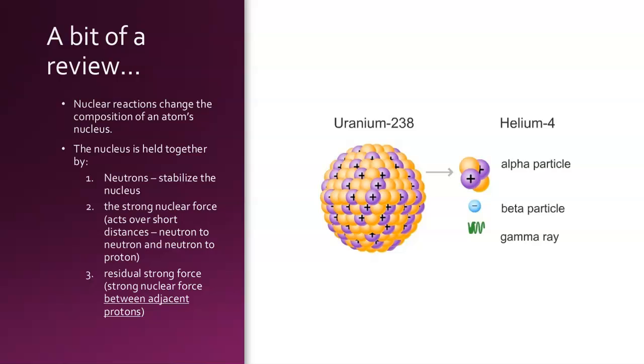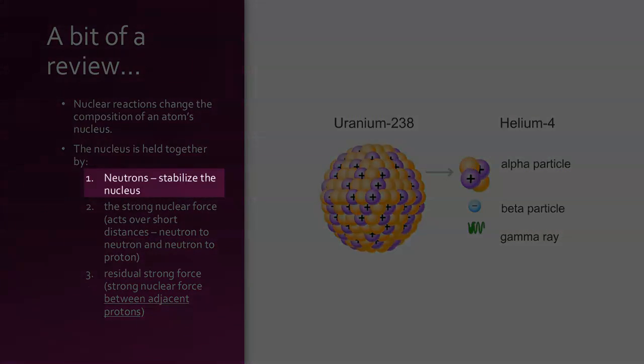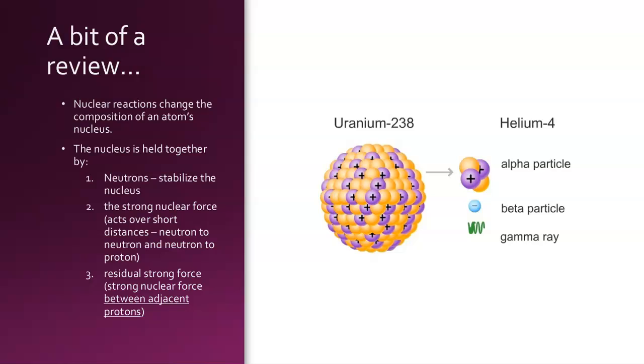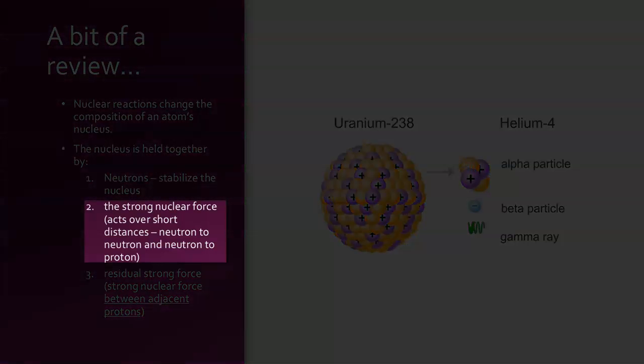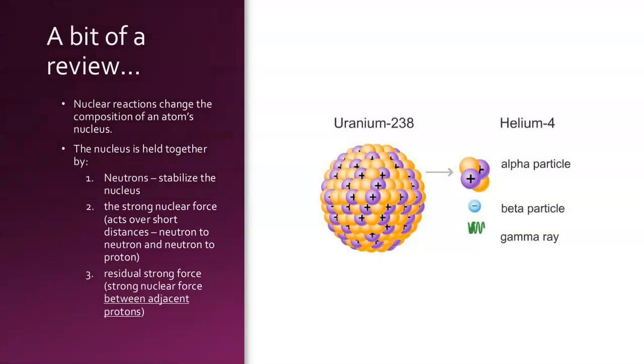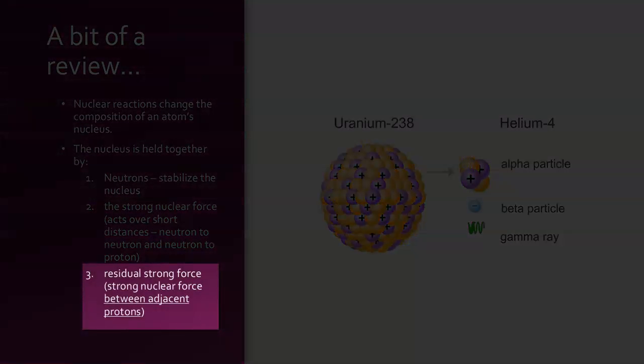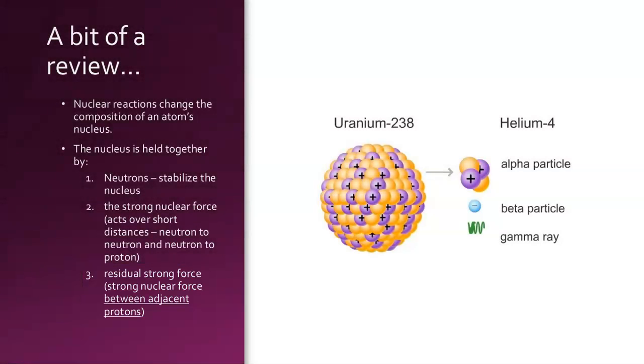So the nucleus is held together by three things: neutrons, which stabilize the nucleus; something called the strong nuclear force, which acts over short distances like neutron to neutron and neutron to proton interactions; and then number three, the residual strong force, which is the strong nuclear force between adjacent protons.